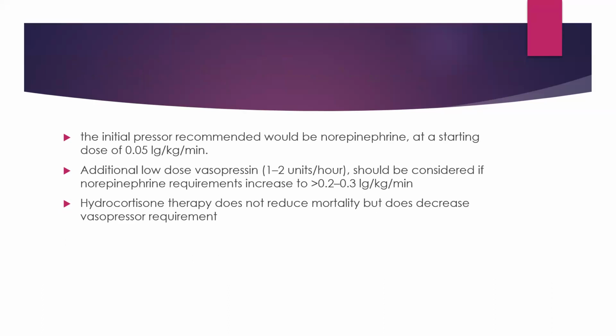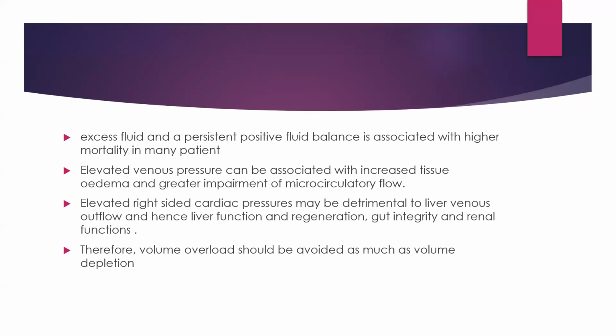An additional low dose of vasopressin, 1 to 2 units per hour, should be considered if the norepinephrine requirement is more than 0.2 to 0.3 microgram per kg per minute. Hydrocortisone therapy does not reduce mortality but decreases the vasopressor requirement. Excess fluid and persistent positive fluid balance is associated with higher mortality. Elevated venous pressure can be associated with increased tissue edema and greater impairment of microcirculatory flow. Elevated right-sided cardiac pressure may be detrimental to liver venous flow and hence liver function, gut integrity, and renal function. Therefore, volume overload should be avoided as much as volume depletion.